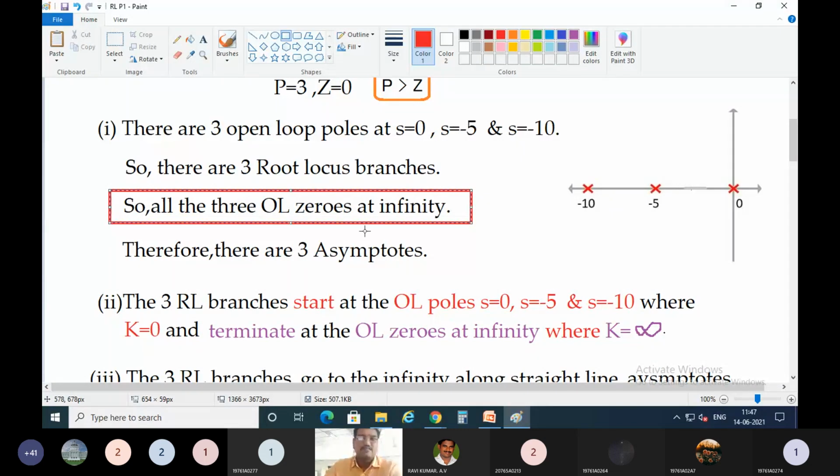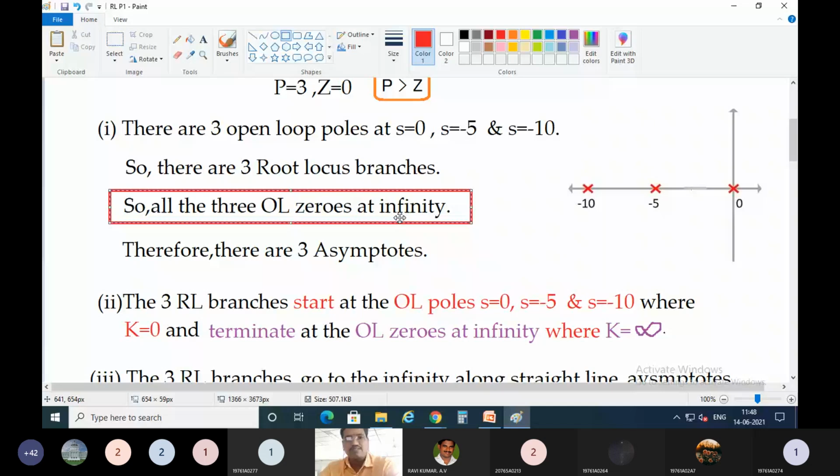We can consider it so. Understood, Sangavi? Yes, sir, understood. So there are no open loop zeros actually, but the 3 root locus branches are going to be terminated at open loop zeros at infinity. We have to consider ending them at infinity, because they are not giving open loop zeros.